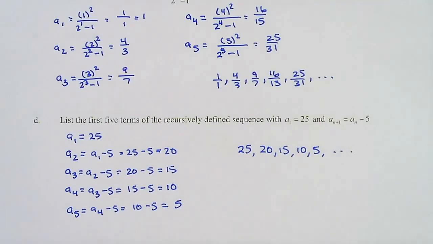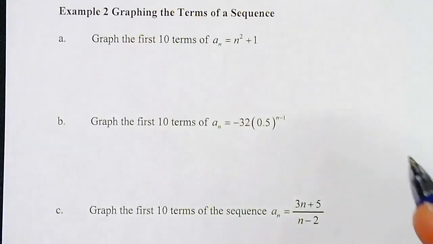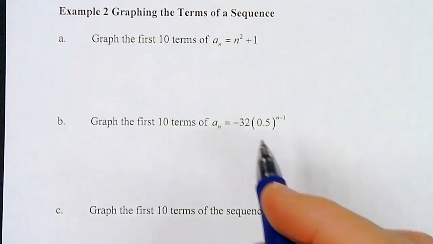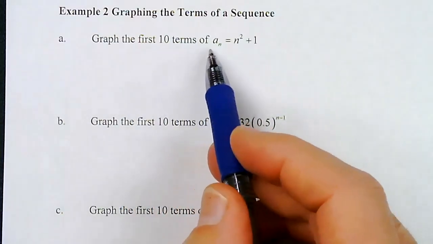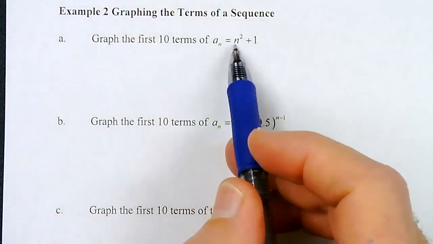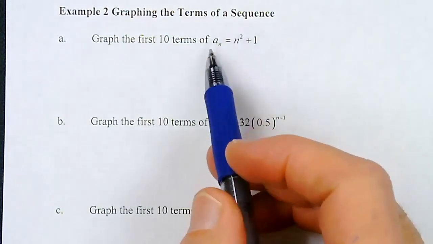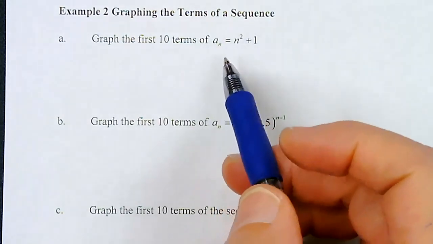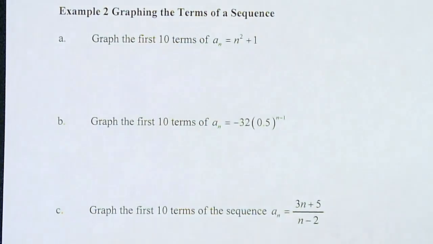All right, let's go to the next one. For these examples, graphing the terms of a sequence, we're going to do this with technology. We're going to use your graphing calculator, and I'm going to show you how to graph the first 10 terms of a sub n equals n squared plus 1. So let me go to the graphing calculator and I'll show you that.